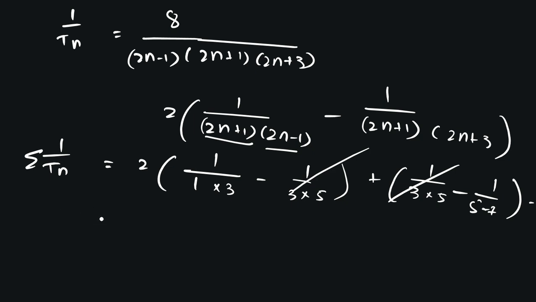Now the solution for this is 4n square plus 8n plus 3. Now this is the solution.